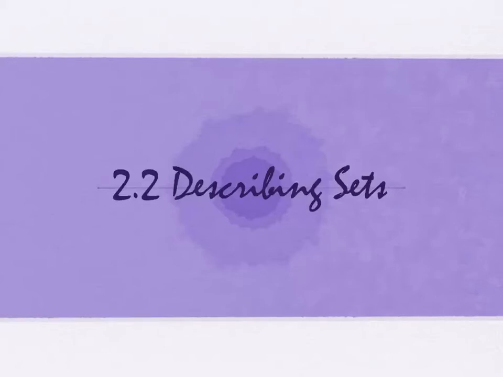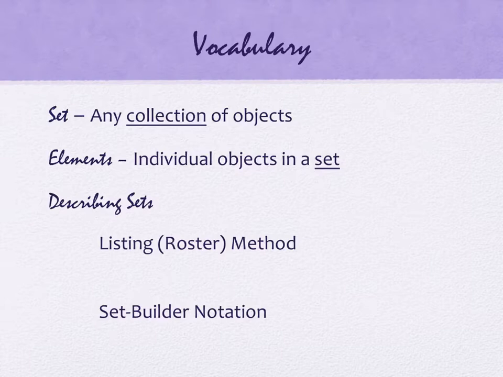Today we're going to start section 2.2, and we're going to look at describing sets. In order to make sense of that, we first need to talk about what a set is. A set is simply any collection of objects.